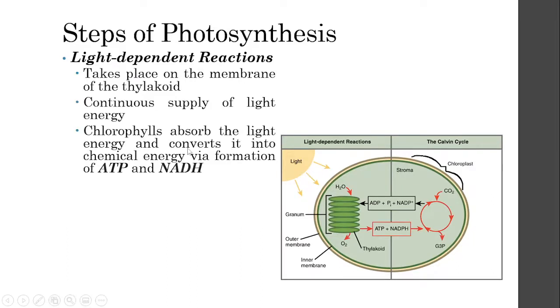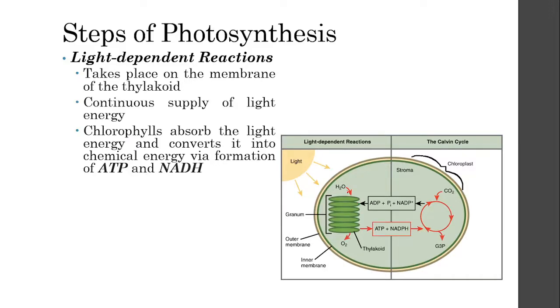So when the chlorophyll absorbs the light, it converts that light into chemical energy, forming ATP and NADH. So that is the first part of photosynthesis, or the light-dependent reactions. Again, they happen in the thylakoid and the membrane of the thylakoid, where you will find your chlorophyll, which absorbs the light and converts that light energy into forms of ATP and NADH.